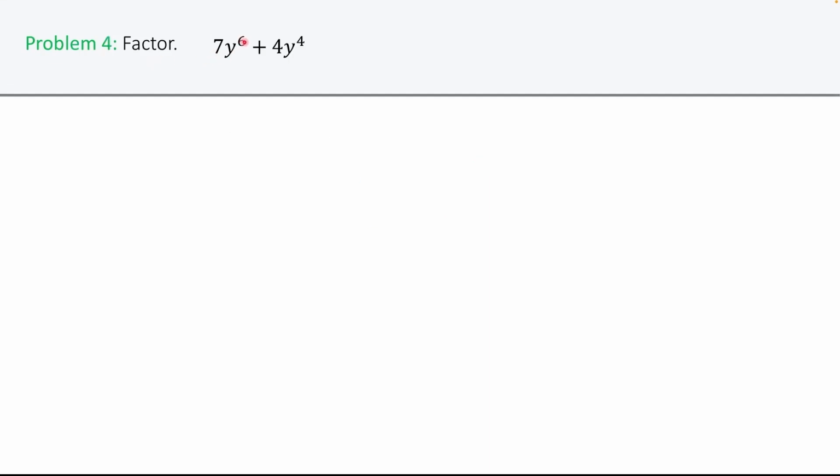Problem 4. Factor 7y to the 6th plus 4y to the 4th. Take the numbers from each term. The numbers are 7 and 4. Divide. 7 and 4 cannot be divided by any number except 1. So the greatest common factor of the numbers is 1. If the GCF is 1, you cannot factor a number out of the expression.